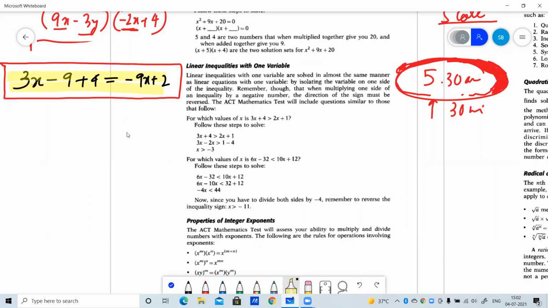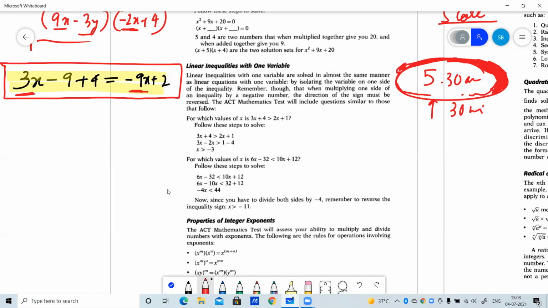So we're having 3x minus 9 plus 4 equals negative 9x plus 2. Whenever you're having this type of equation, try to have those terms containing the variable on one side and other terms on the other side. So 3x here is containing a variable, and negative 9x here is also a term containing a variable. Try to keep them on one side. Let us put them on the left side.